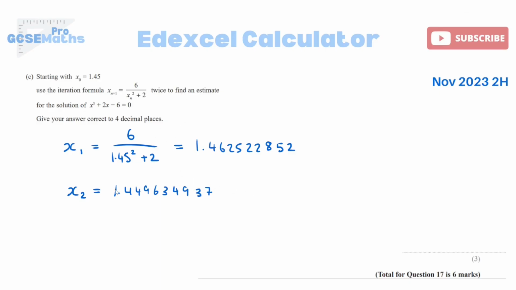Now this time it's only twice, so this is my final answer, but I am going to now round it to 4 decimal places. So 1, 2, 3, 4, and I don't need to round anything up. So that's 1.4496 in this case. If they don't tell you how to round it, I'd probably just copy the whole answer and put that on the answer line.